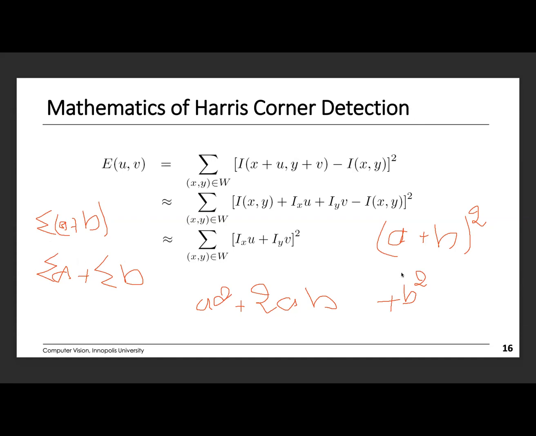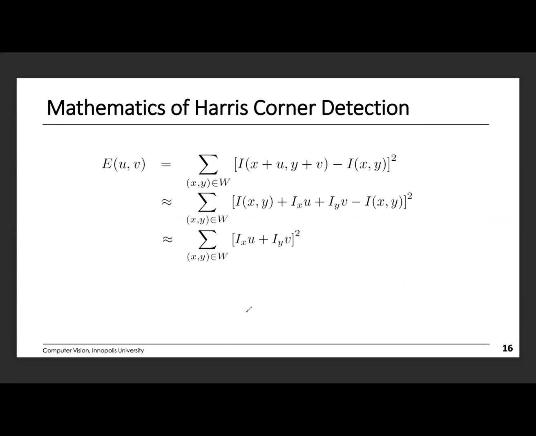Combine these two mathematical techniques and you get the following for this one. Let me write it here. I squared, I'm just going to make it simple. I squared plus 2 Ix u times Iy v, plus Iy v squared. So this is what we get.